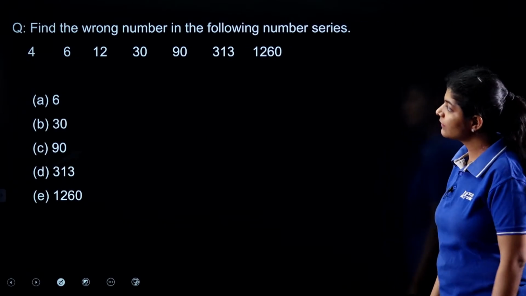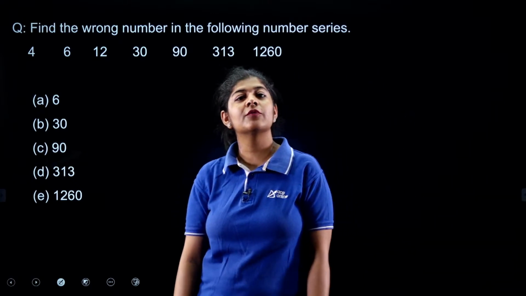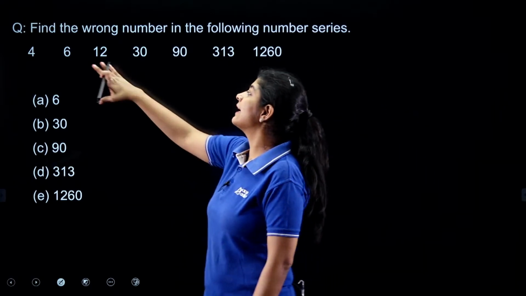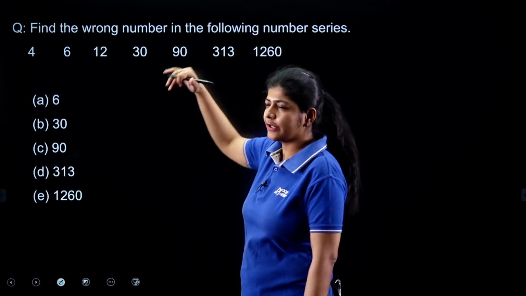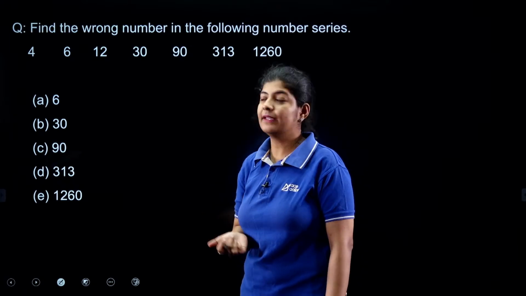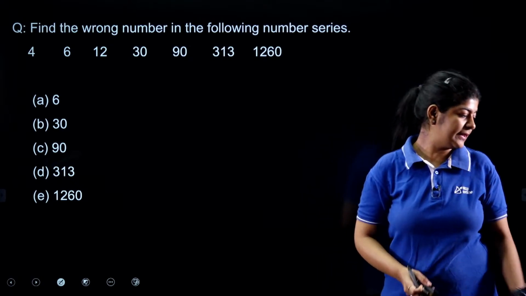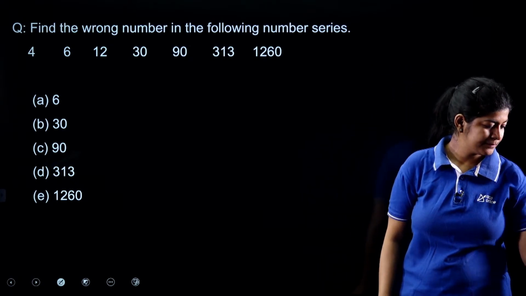Next. It's again a very easy one. All we need to do is find out the wrong term. Here we have some numbers following a certain pattern. First we need to identify that pattern, and with the help of that we need to find the wrong term in the series.